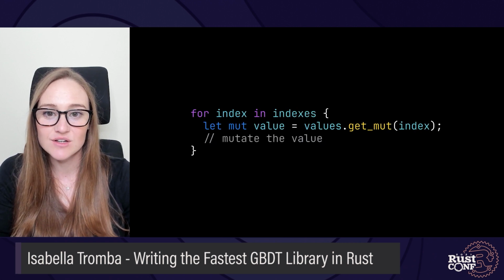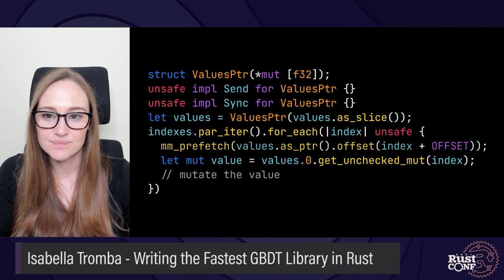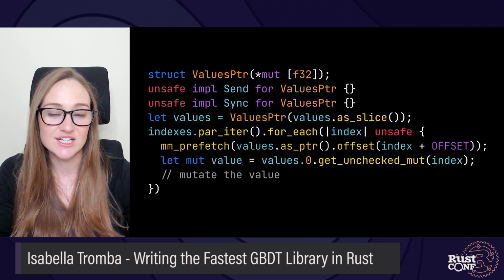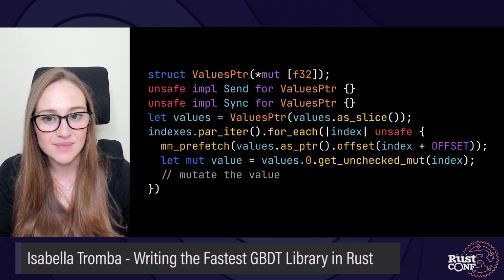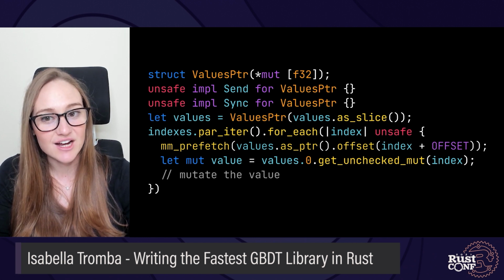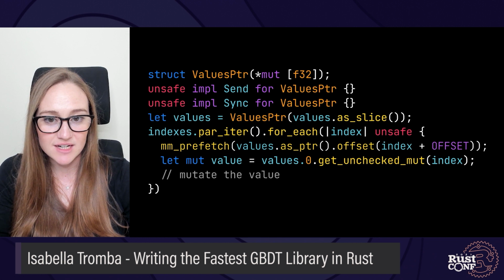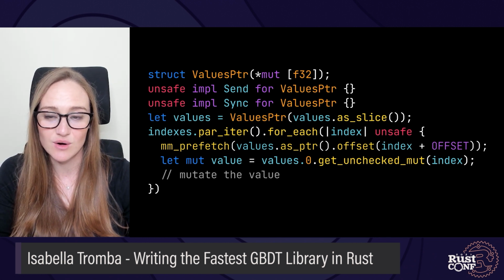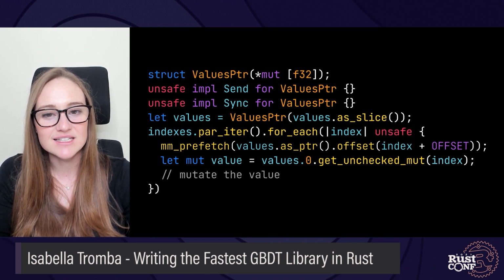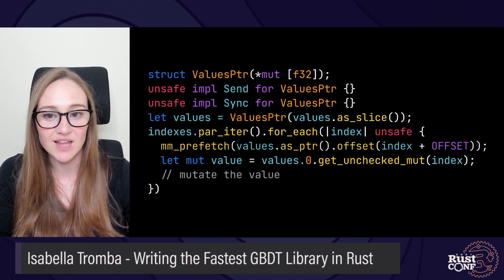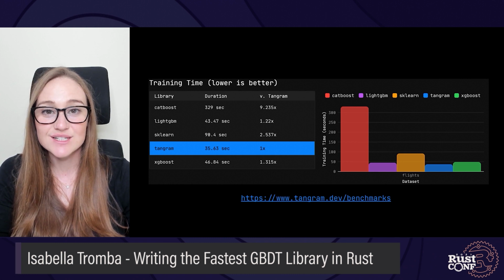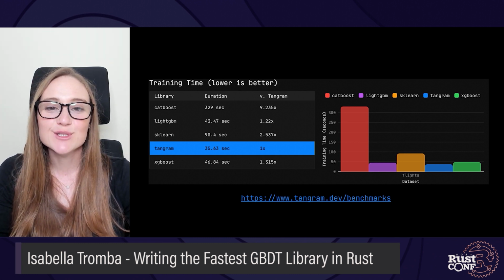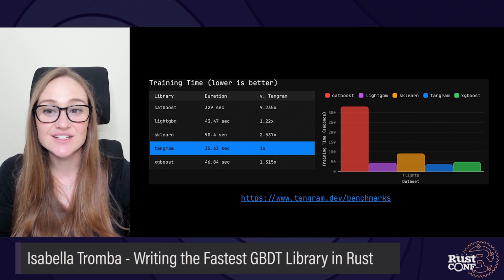So, going back to the code we started out with, combining the 4 optimizations together, making sure that the values array is a contiguous slice, prefetching values so they're in cache, removing bounds checks because we know that the indexes are always in bounds, and parallelizing over the indexes because we know they never overlap, this is the code we get. And the results are great. Tangram's gradient boosted decision tree library is faster than leading open source alternatives.